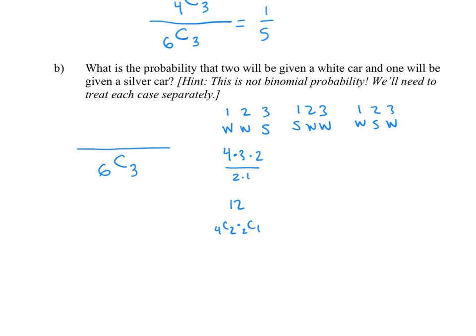Since the order in which these cars are given to people doesn't really matter, we have already counted how many ways these cars could be given out, because we used combinations to calculate how many ways we can select 2 white cars and 1 silver car. So this is 12 out of 6C3. 6C3 is 20. If I reduce that fraction, I can divide the top and the bottom by 4, and I get 3/5. That's the probability that 2 will be given a white car and 1 will be given a silver car.